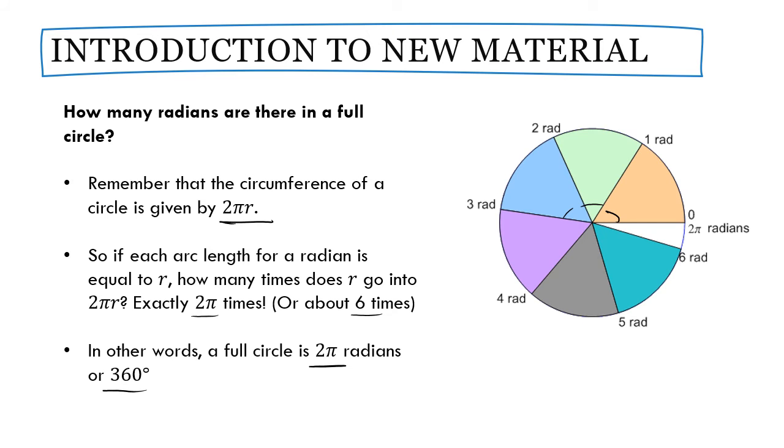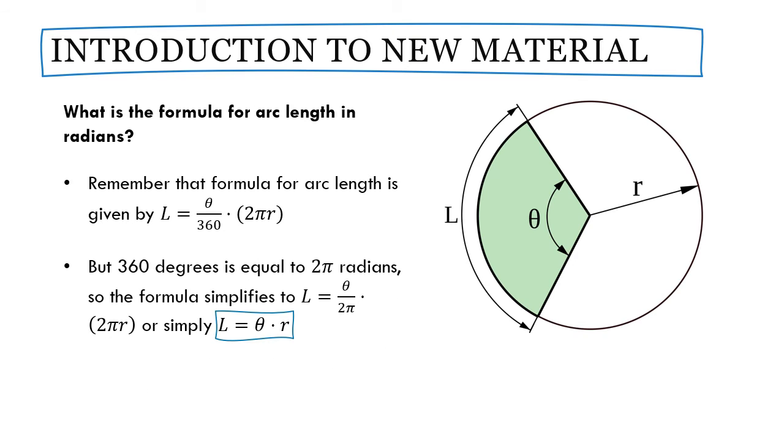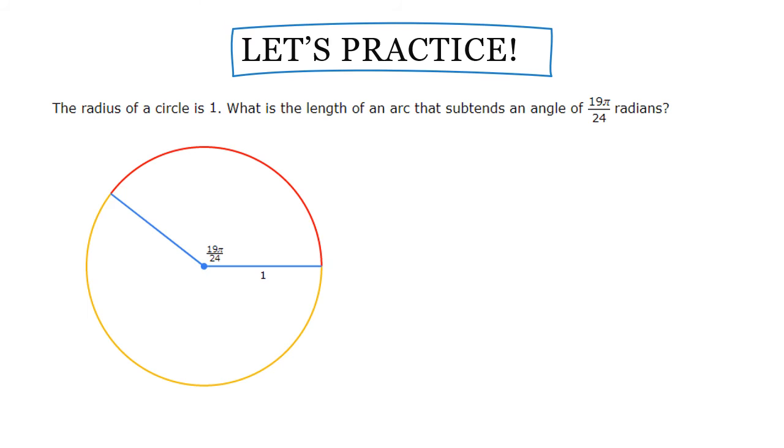The formula for finding arc length in radians is actually simpler than the one for degrees. Here's the old one. We have theta, which is our angle, divided by 360 times the circumference, 2 pi r. But if we replace 360 with its equivalent in radians, 2 pi, then the formula simplifies. L equals theta over 2 pi times 2 pi r. Well, the 2 pi here and the 2 pi here will cancel, and I'll just be left with L equals theta times r, where theta is in radians.